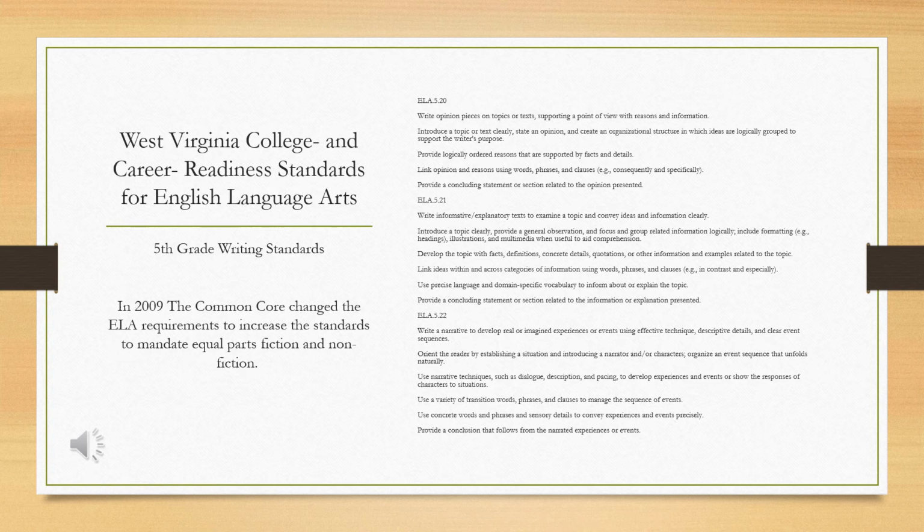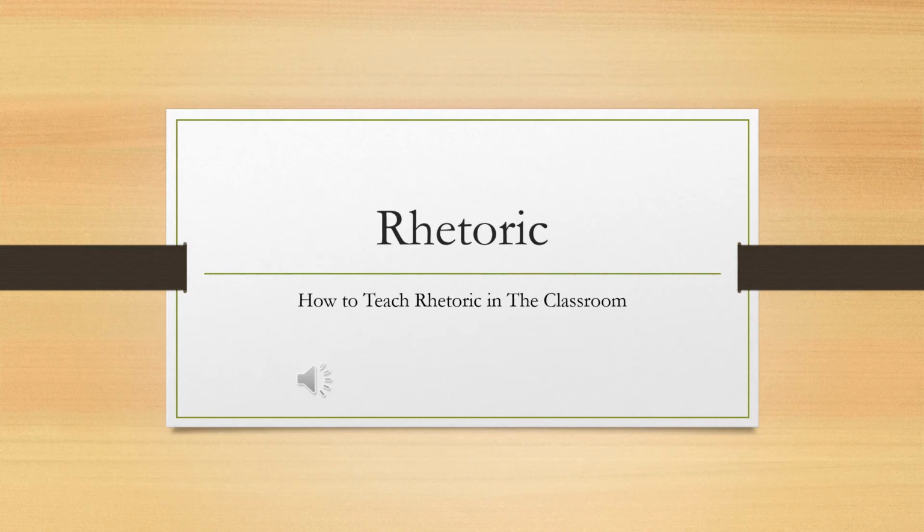Informative texts and writings are appearing more and more prevalent in today's elementary classrooms, and it also appears on many state writing assessments. In 2009, the Common Core changed the ELA requirements to increase the standards to mandate equal parts fiction and nonfiction. However, research to support informative writing development in the elementary setting is very scarce across all curriculums. To reach the goals set by the Common Core standards, teachers need to construct many different instructional approaches that are varied, purposeful, and achieve understanding of the use of rhetoric in informative writing.